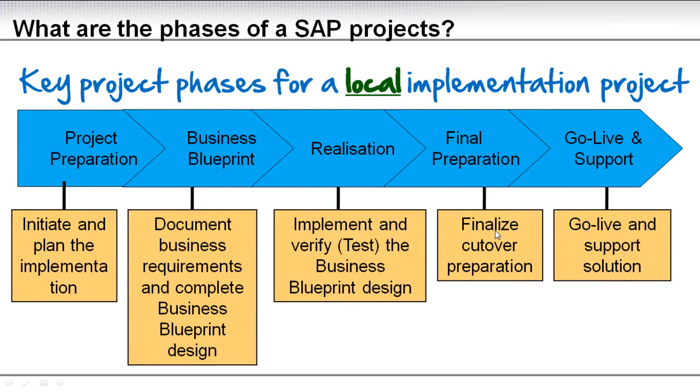Let's start out with the key project phases for a local implementation project. So this is the traditional SAP project where we go from project preparation, business blueprint, through realization where we build the solution, final preparation, and then finally go live and support. And as you can see here, the key tasks that are going to happen in each of these phases are that you initiate the project, you decide your design, you implement, test, and verify it, and then you finalize it and go live. So this is what a classic local implementation project implementing SAP looks like.